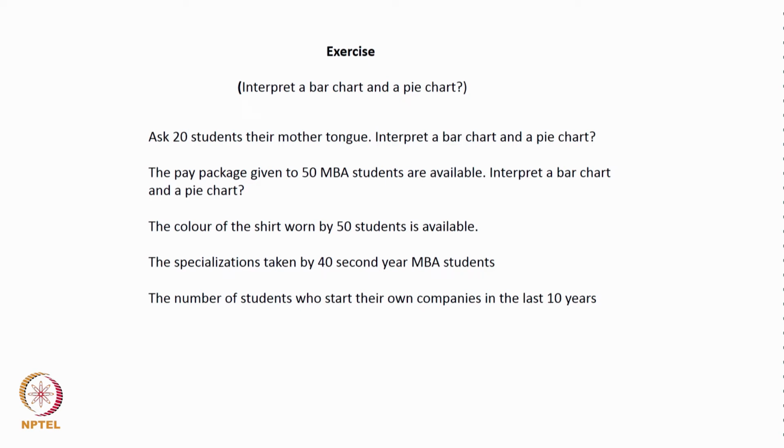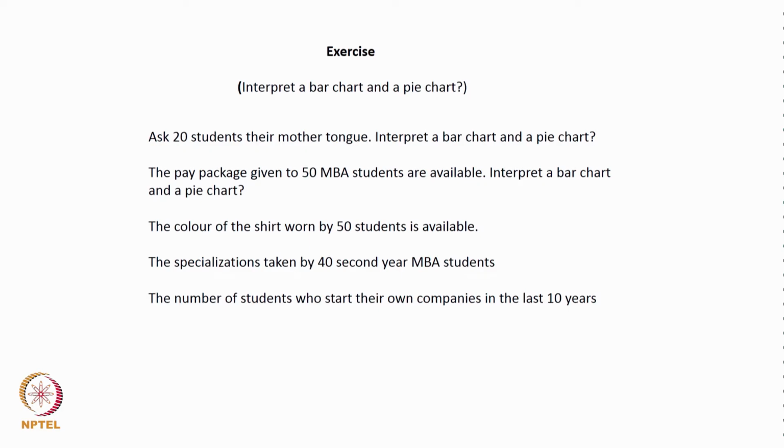Pay package given to 50 students are available, interpret a bar chart and a pie chart. Once again, I would at this point say that bar chart is a better example. However, if these 50 are going to represent a generic sample from a large population and so on, and if we generally want to conclude from this saying that 10% of them would be having a pay package of more than 20 lakhs and so on, then a pie can be used, otherwise one would use a bar chart.